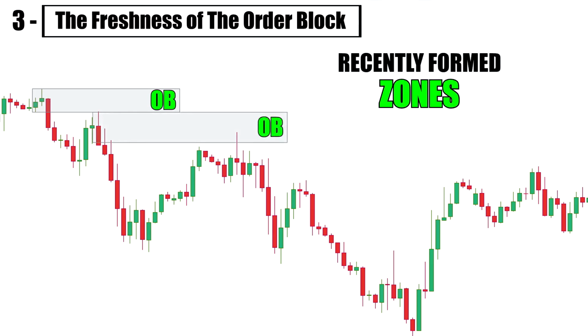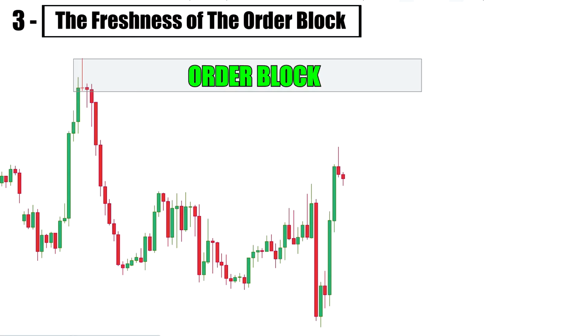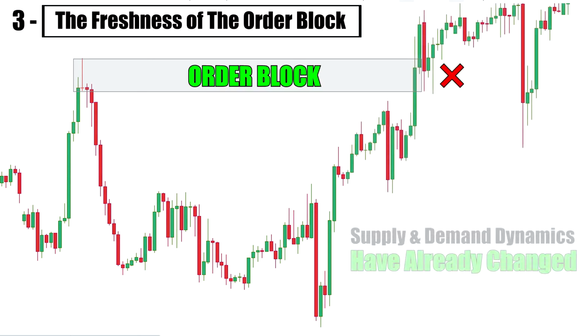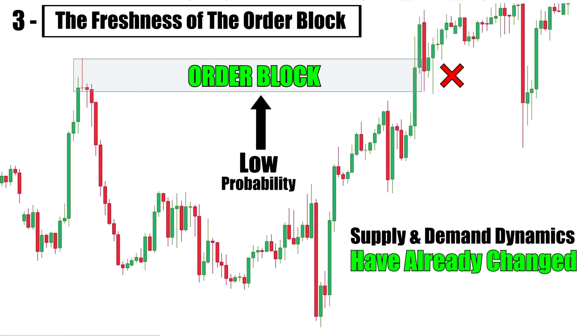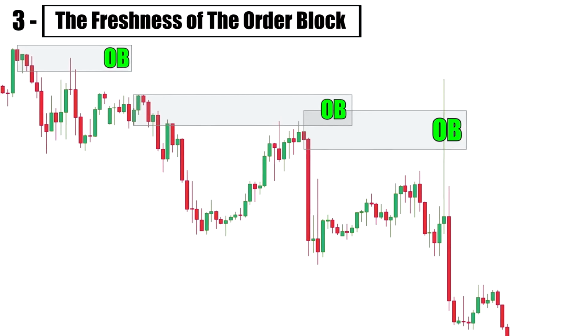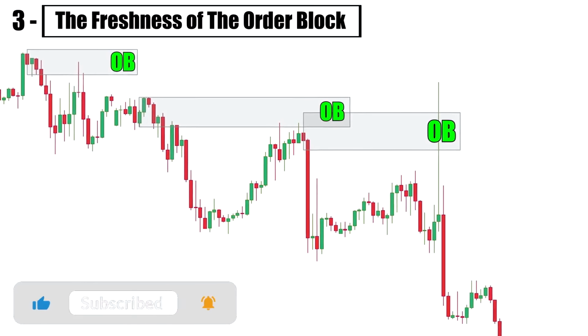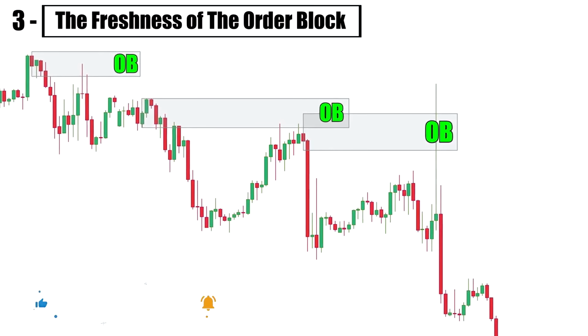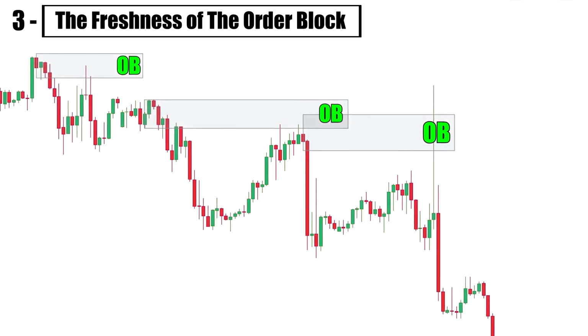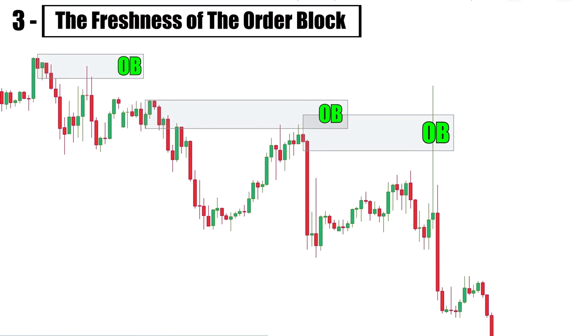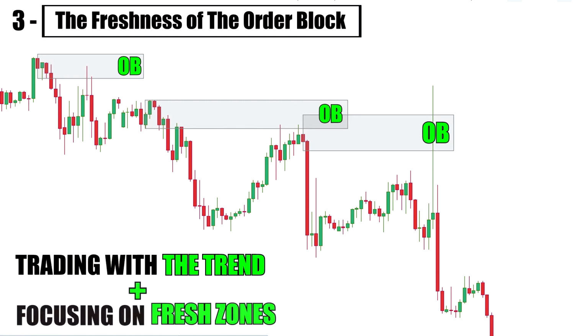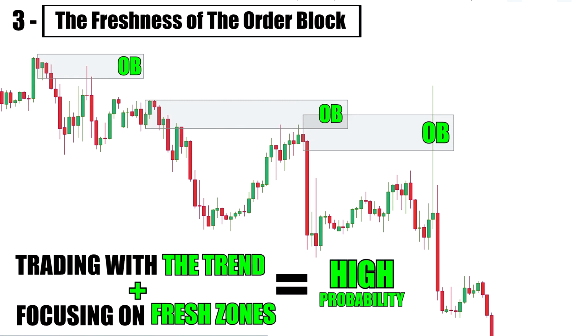Recently formed zones tend to be more reliable because market sentiment hasn't shifted much yet. If you're waiting around too long for price to come back and touch an old order block, chances are the dynamic between supply and demand has already changed, making the setup weaker or even irrelevant. Take this example on Euro-USD during a strong uptrend. You'll notice the market keeps forming fresh order blocks, tapping into them, and then continuing the bullish momentum. This kind of price action confirms that trading with the trend and focusing on fresh zones significantly increases your chances of success.